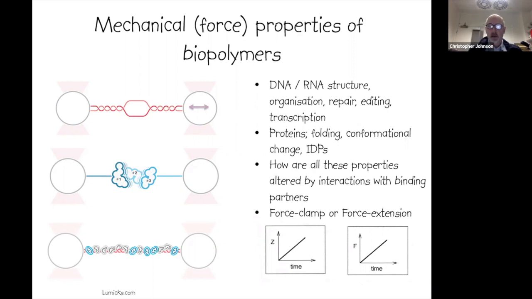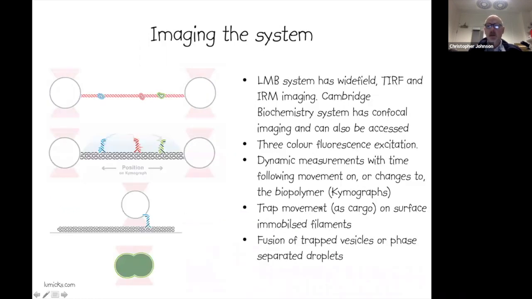And we could immobilize proteins. We could consider looking at folding, conformational changes, or studying IDPs. And once we have our molecules between the traps, we can look at the physical force properties of these molecules, how they're altered by interactions with other proteins interacting with them. We can do both force clamp or force extension type experiments. We can also then, on top of that, image the system.